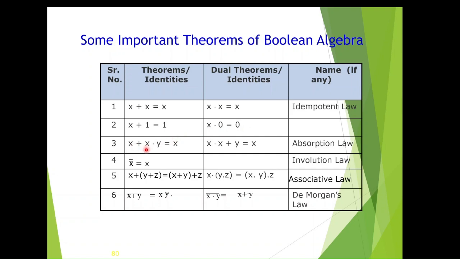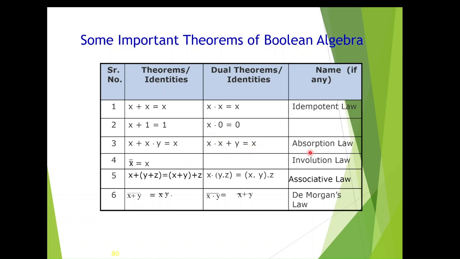Then another law is the absorption law, that is x plus x dot y is equal to x. By duality, this plus is changed to dot and this dot is changed to plus. That's what duality is. So by duality we can have x dot (x plus y) is equal to x.